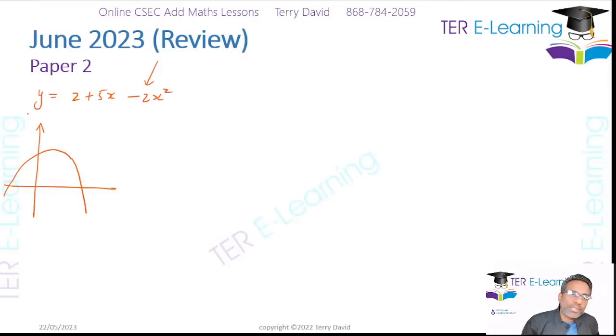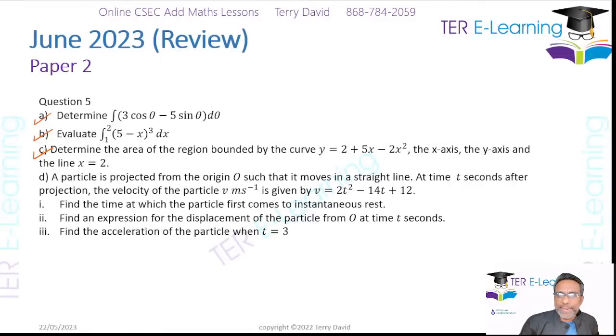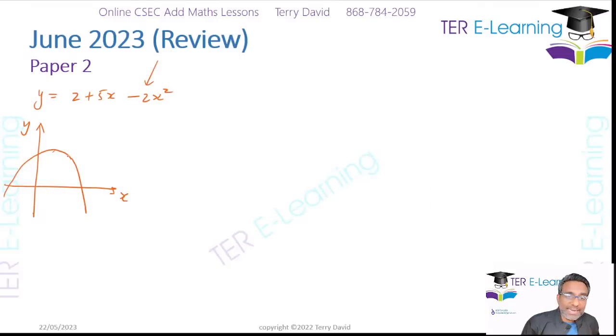So they want us to work out the area bounded by the y-axis, the x-axis, and the curve, on the line x is equal to 2. So let's say the line x equal to 2 is here. This is 0, this is 2. So the area that they're looking for is this area here. The area is simply going to be the integral between 2 and 0 of the equation of the curve, 2 plus 5x minus 2x squared dx.